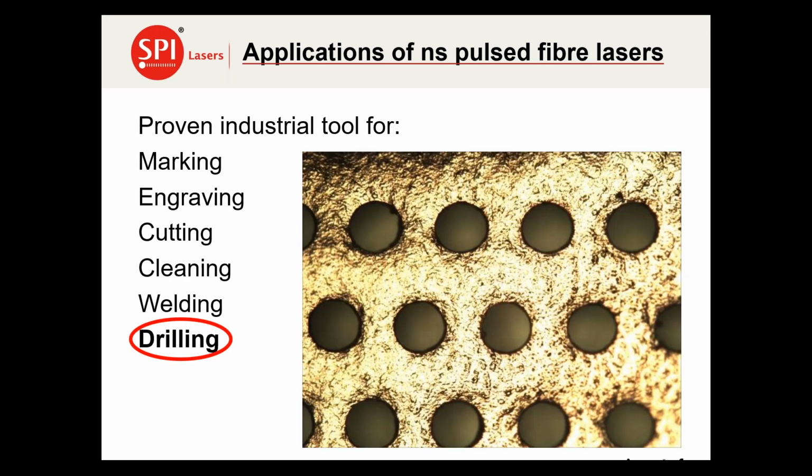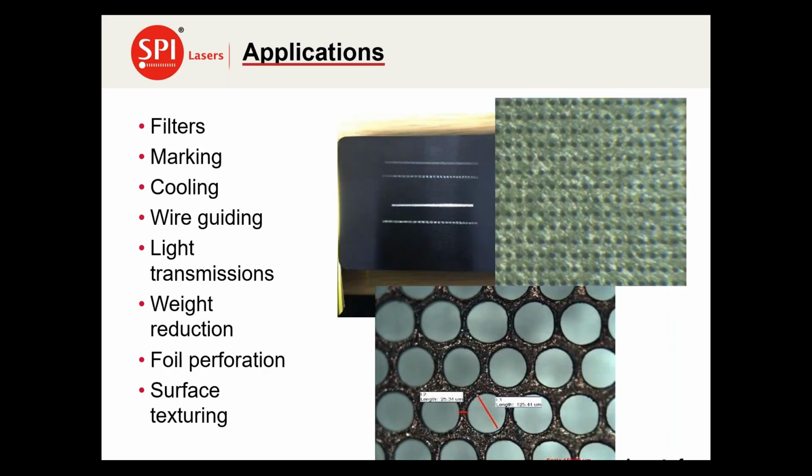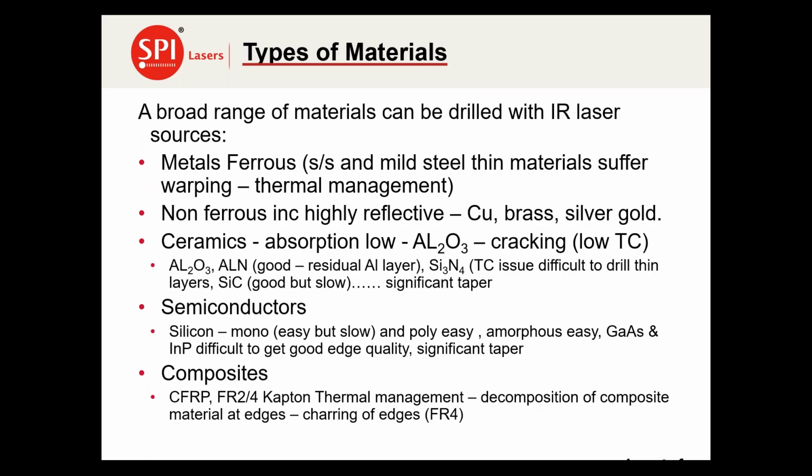But we are actually here to talk about drilling, and this is one of the original laser applications, which goes back almost to the 1960s, where some of the first applications for industrial lasers were drilling. One of the first applications was drilling of teats in milk bottles for babies back in the 1960s. So lasers and the applications of lasers have come a long way since then. Nowadays, they're making filters, and they're using drilling techniques for marking, backlighting, cooling, wire guiding, light transmission, weight reduction, foil perforation, and texturing. There's a whole host of different applications, and it's almost limitless.